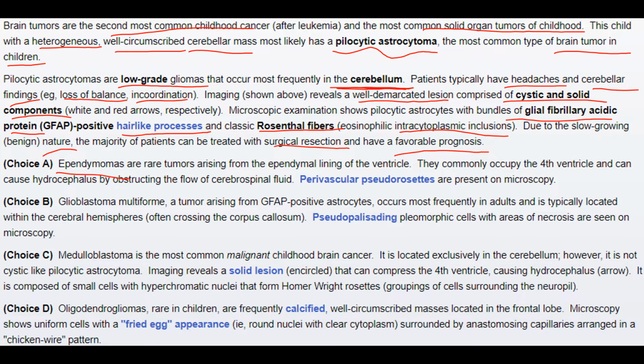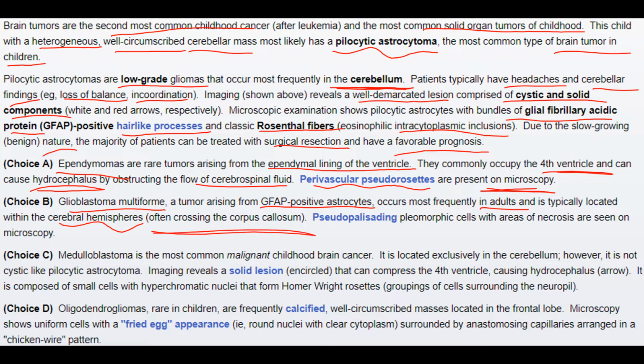Ependymomas are rare tumors arising from the ependymal lining of the ventricle. They commonly occupy the fourth ventricle and can cause hydrocephalus by obstructing the flow of CSF. Perivascular pseudorosettes are present on microscopy. In choice B, glioblastoma multiforme, a tumor arising from GFAP positive astrocytes, occurs most frequently in adults and is typically located within the cerebral hemispheres, often crossing the corpus callosum. Pseudopalisading pleomorphic cells with areas of necrosis are seen on microscopy.